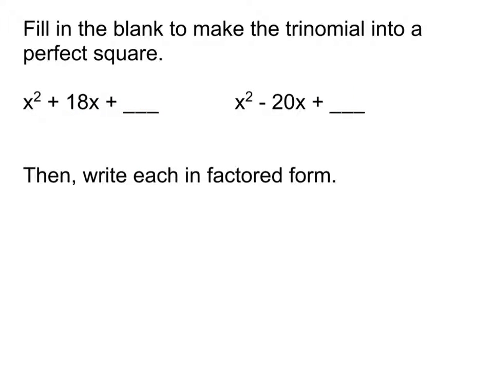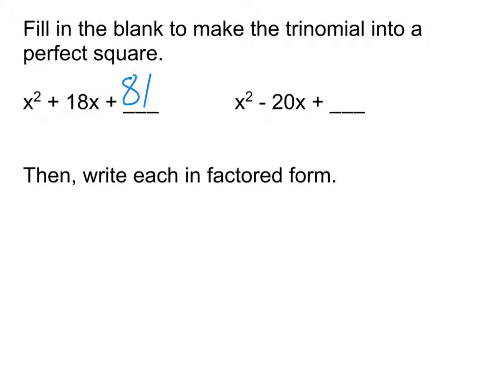So here's 2 more problems, and for each one I want you to fill in the blank to make it a perfect square trinomial, but also please write it in factored form. All right, so for that first one, we divide the middle number by 2. So 18 divided by 2 is 9. 9 squared is 81. And so then that means I'd fill in the blank with an 81.